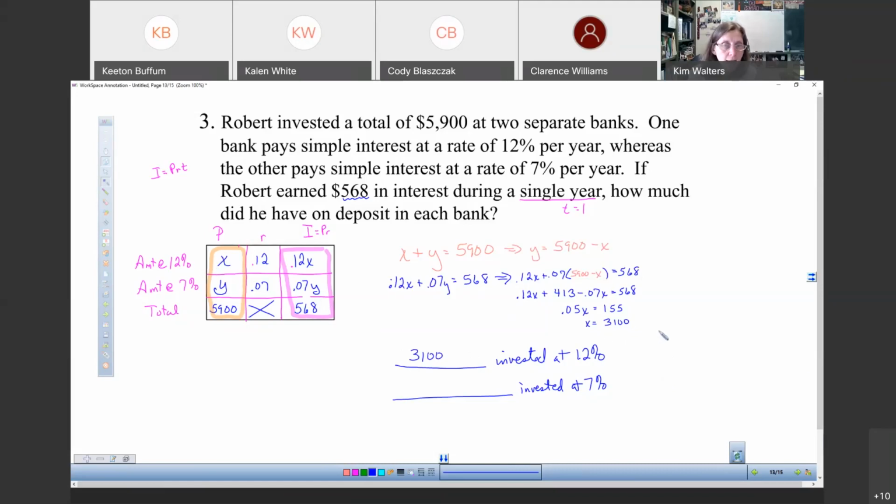To find y, I would go right back up here to this first equation. So I would say y is equal to 5,900 minus that 3,100 to get that y, which is the amount invested at 7%, is 2,800. And so 2,800 then was invested at 7%. Questions?